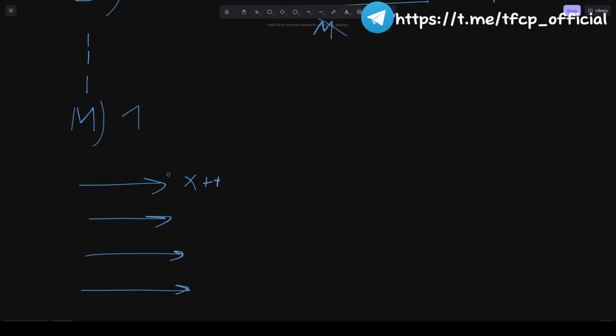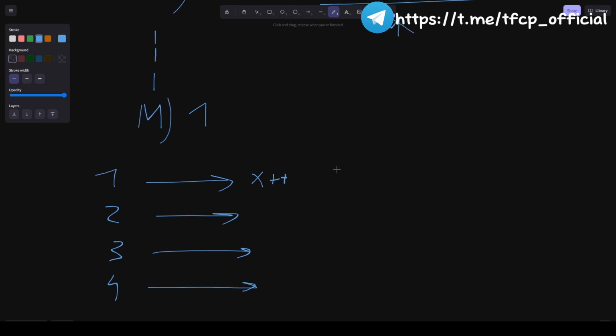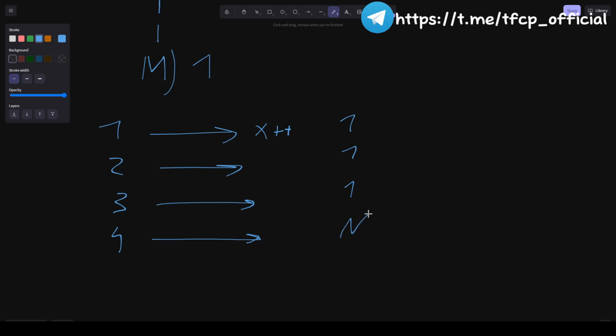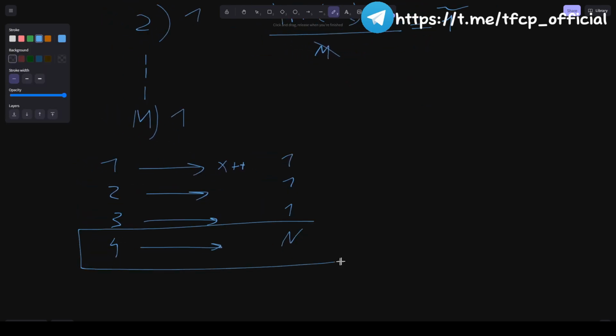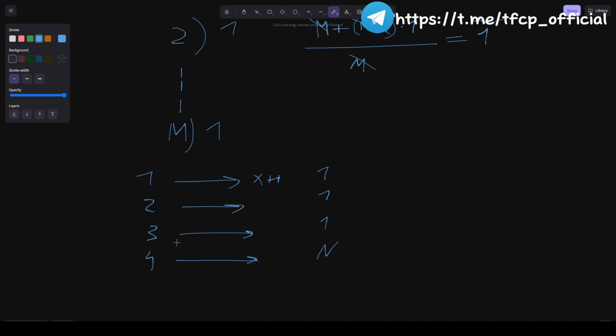In reality, let's say this is user 1, user 2, and user 3. For this one it took 1 unit of time. For this one it took 1 unit. For this one it took 1 unit. But for this one it took n units, meaning they waited much longer than the others. And therefore, if this is somehow critical, then perhaps such a data structure is not suitable. It might be better to use something without amortization.